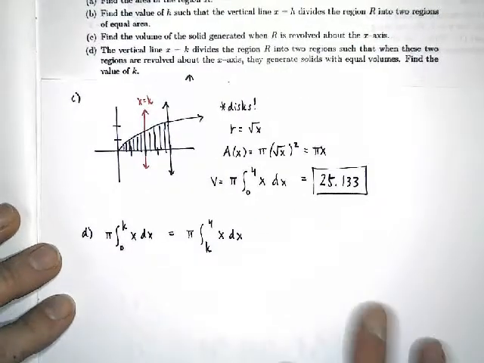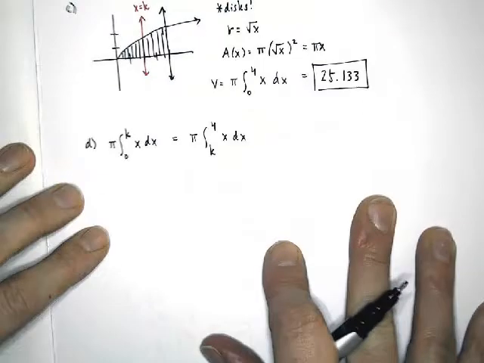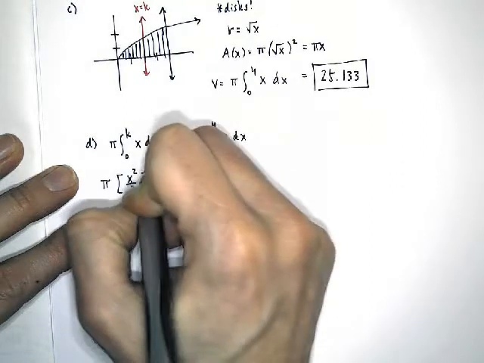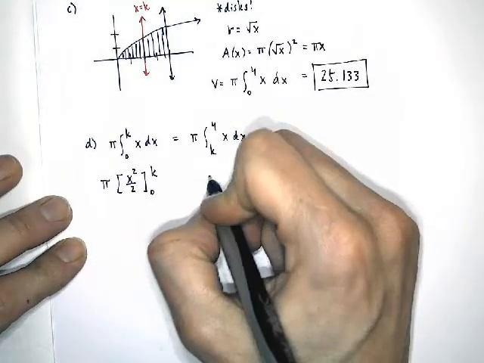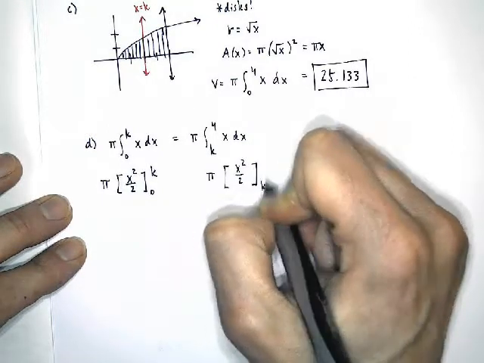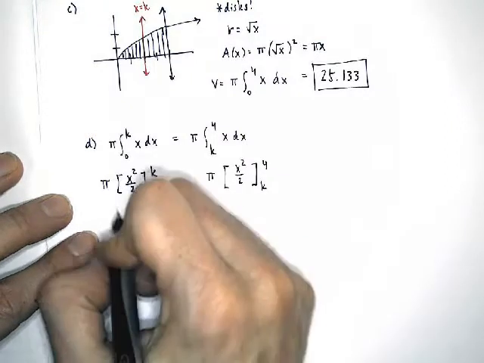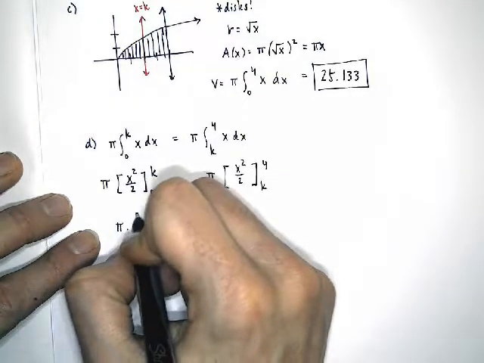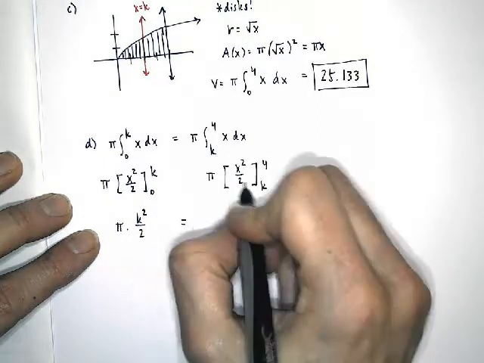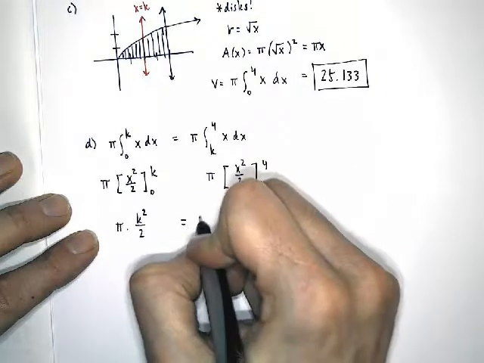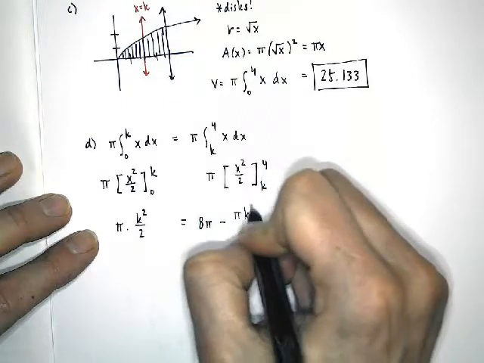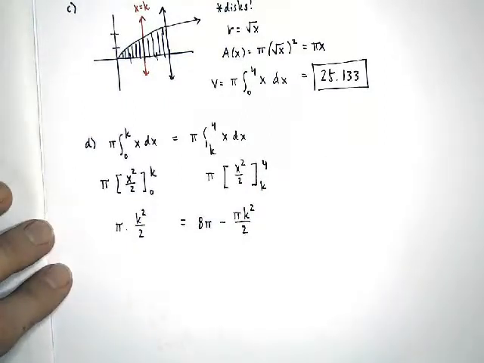Okay, so now we're going to do a little bit of work to solve for that value of k. So I'm going to have pi times x squared over 2 from 0 to k. On this side, we're going to have pi, still x squared over 2, and we're going from k to 4. So this is just going to be pi times k squared over 2. That's going to be equal to, let's see, 4 squared is 16 divided by 2, so I'm going to have 8 pi minus, and again, my pi times k squared over 2.